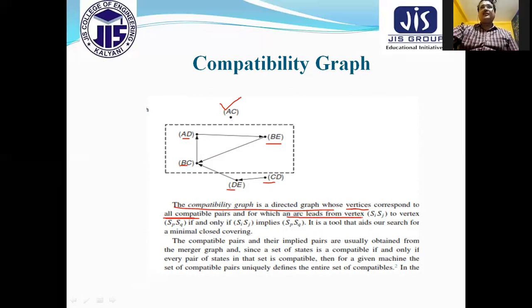After that, it is saying in the second line: an arc leads from vertex Si to Sj. Suppose I consider this as Si, this as Sj, this as Sp, and this as Sq. It is saying that you have to draw the directed edge from Si, Sj to the vertex Sp, Sq if and only if Si, Sj implies Sp, Sq.